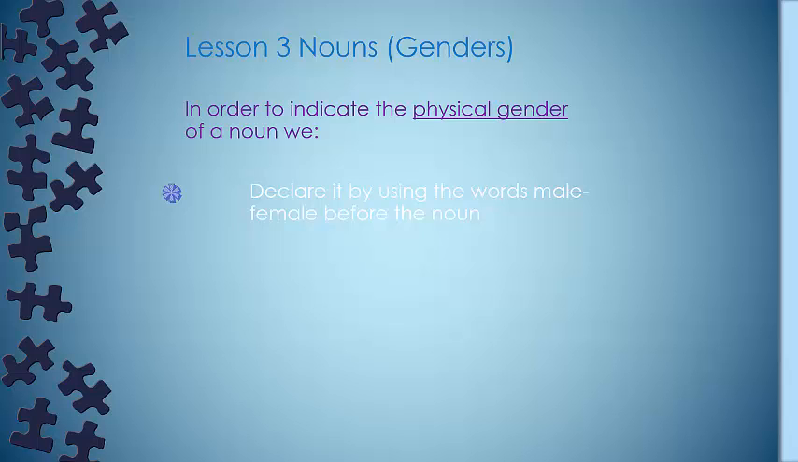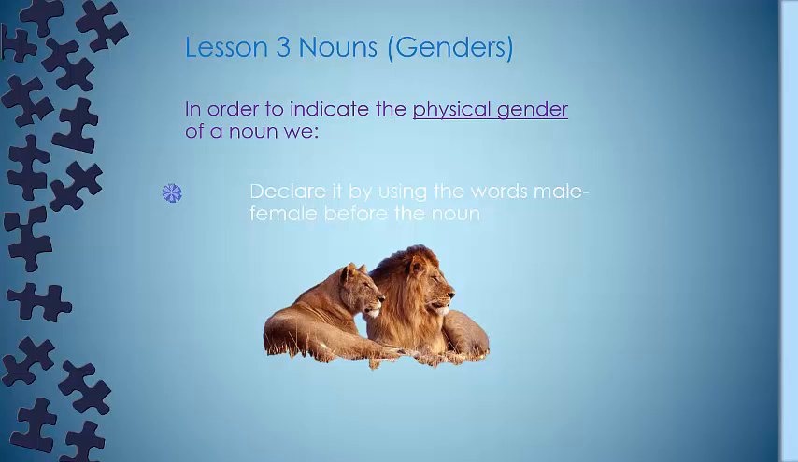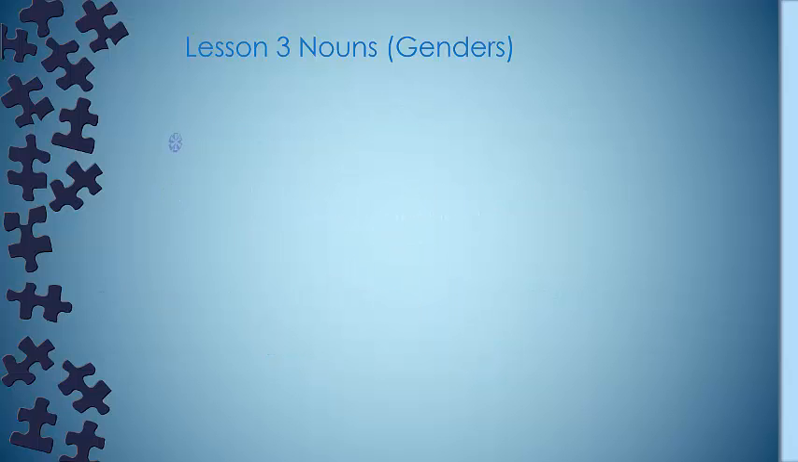We may just declare it by using the words male and female before the noun. In case of lions, if I want to say the female lion, I'm going to say το θηλυκό λιοντάρι. Θηλυκό is the word for female, and αρσενικό is the word for male. So το αρσενικό λιοντάρι means the male lion. Of course, in some animals, like lions, for example, the female lion, the lioness, can also be called λιονταρίνα, but in many animals, we tend to use the words male and female before the noun, and not the different forms depending on the gender.